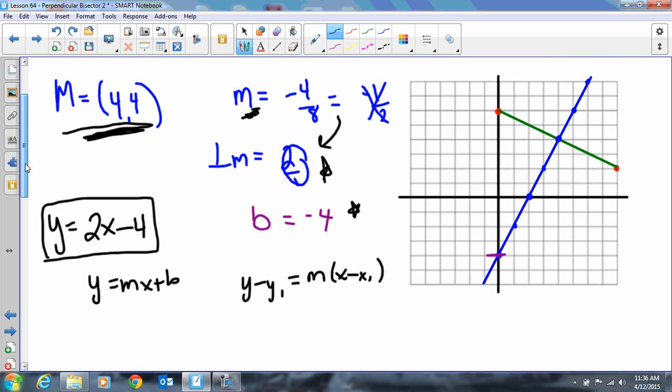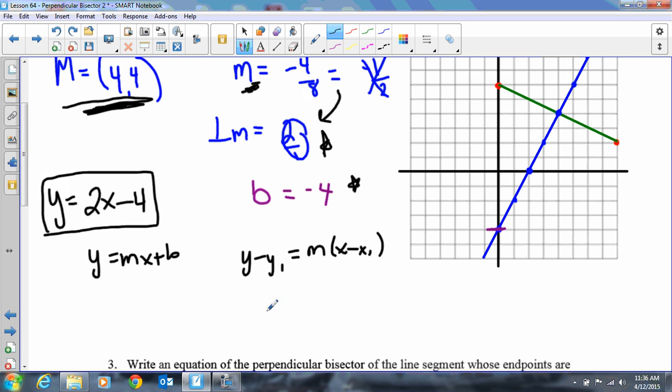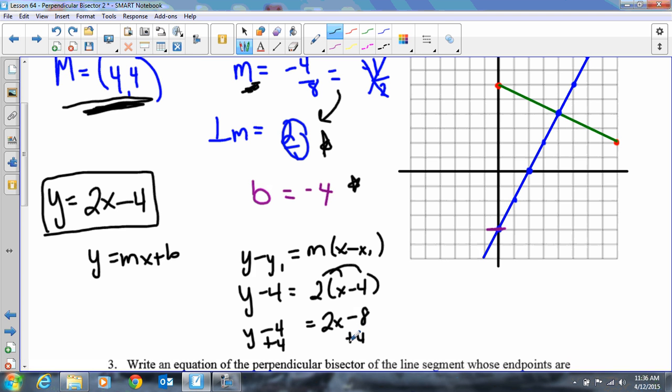So let me go back up. Midpoint was 4, 4. So y minus 4 equals 2 times x minus 4. Distribute, distribute. 2x minus 8. Add 4. So y equals 2x minus 4. Same answer.